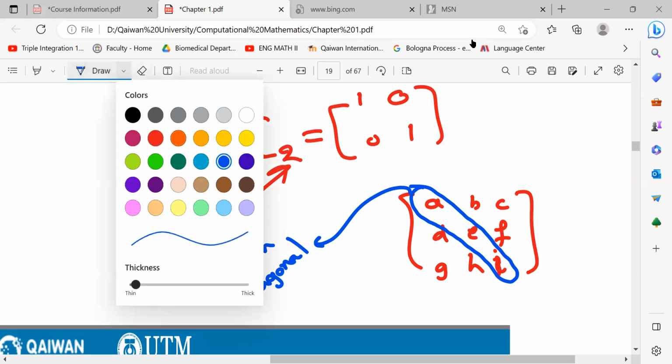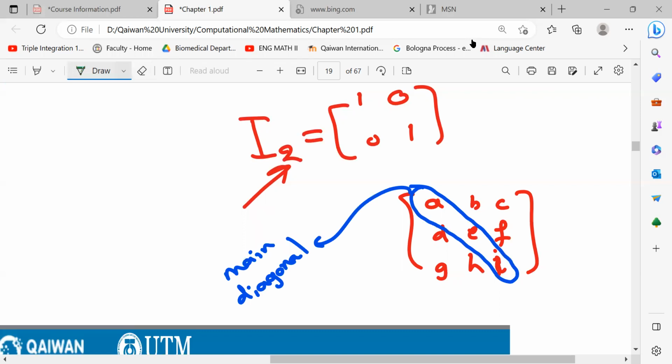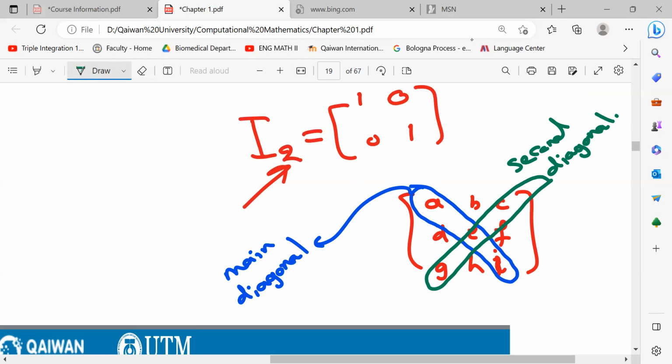And the second diagonal is this. These elements are called the second diagonal. This is called the second diagonal.